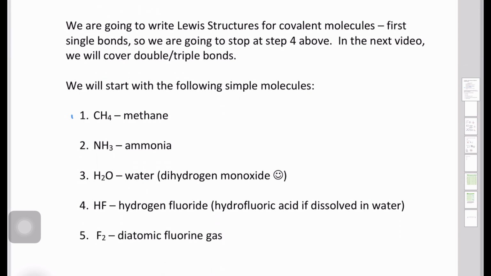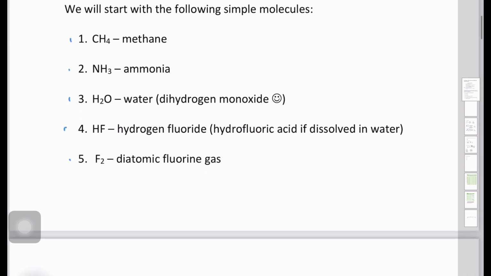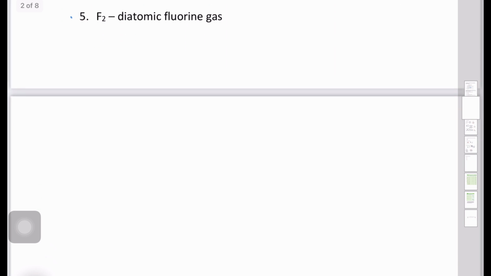So the first one is going to be methane, number 2 ammonia, number 3 water, number 4 HF, and number 5 F2. So we'll start with CH4. So counting my electrons, each carbon has 4 valence electrons. The electron configuration is 2s2 2p2, and the valence electrons are in the s and p orbitals. And then each hydrogen has 1, so 4 plus 4 is 8. Well, you can see where we're going to get the octet.